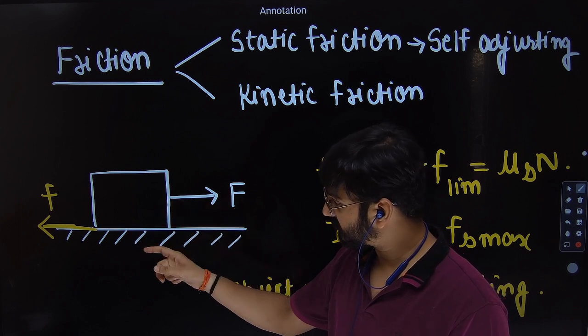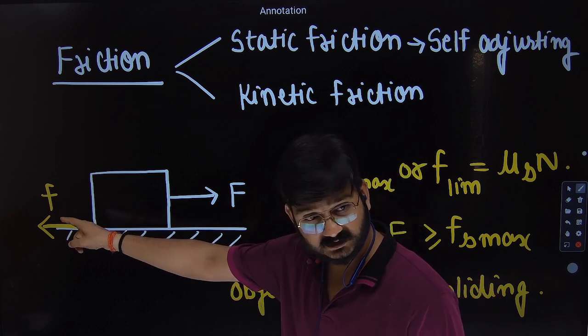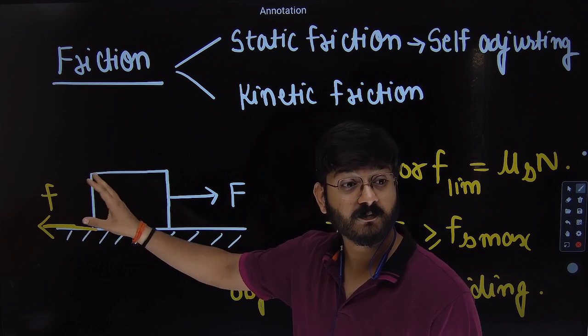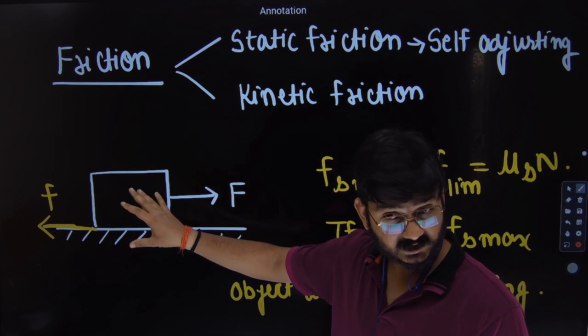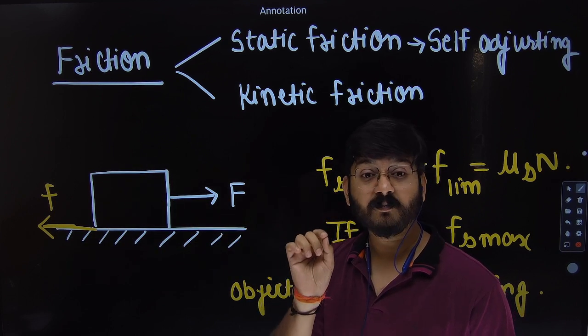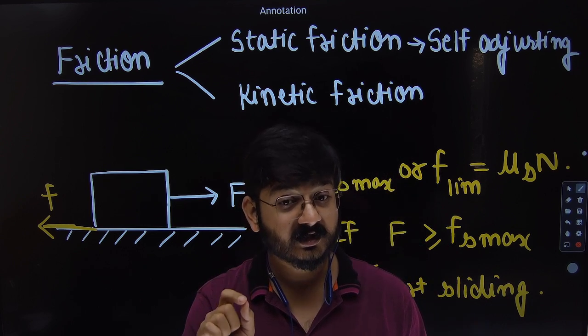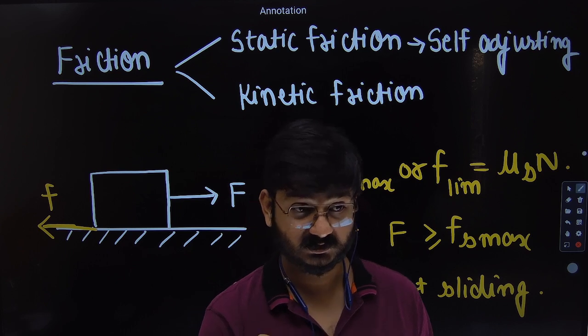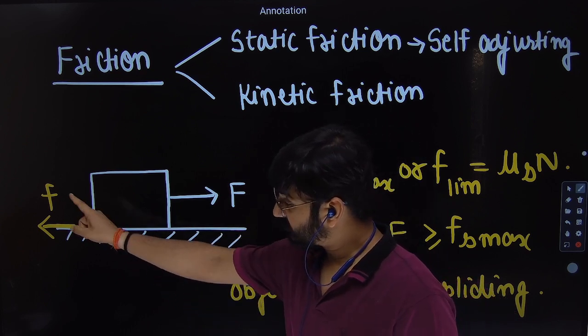So due to the relative motion between the block and ground, this friction will arise, and this friction will say that, boss, I will oppose it. I will not let you move. Check it. The friction doesn't oppose the motion. The correct term is friction opposes the relative motion between two surfaces. Remember this. So friction is denoted by small f.